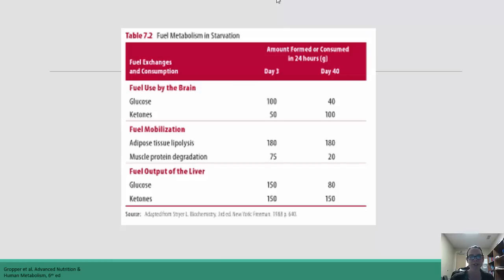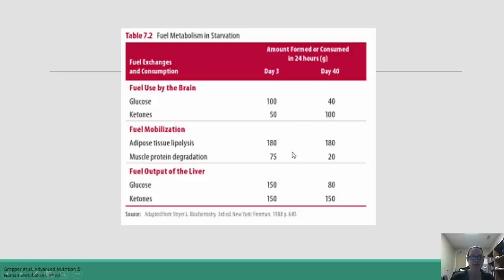Sorry, this isn't super clear, but it is kind of interesting. So this is fuel metabolism in starvation, amount formed or consumed in 24 hours. These are fuel exchanges and consumption, and we can see that for fuel used by the brain on day 3, we're a lot heavier on using glucose, and by day 40, we're relying much more on ketones. Although we are still relying on glucose, and we can get that from the glycerol.